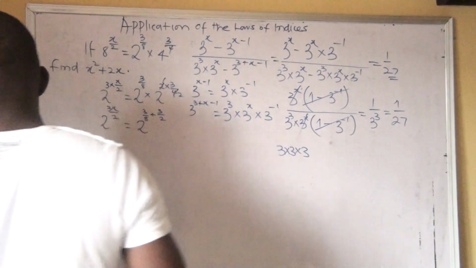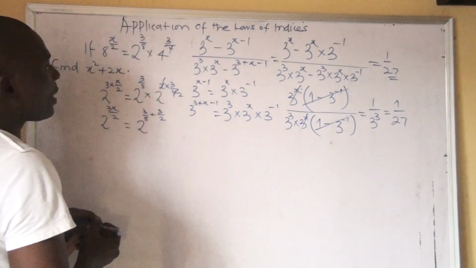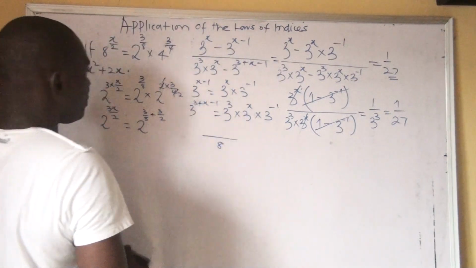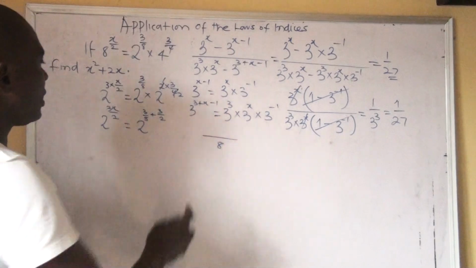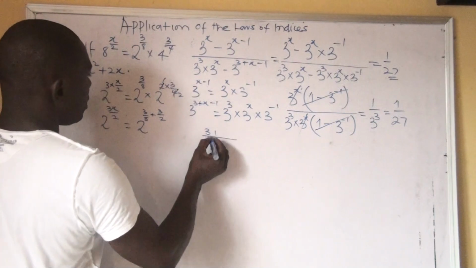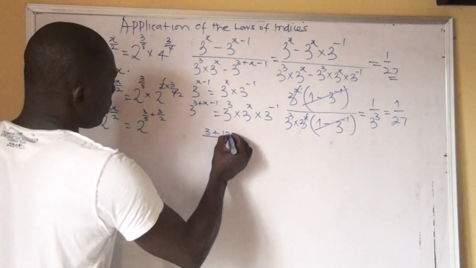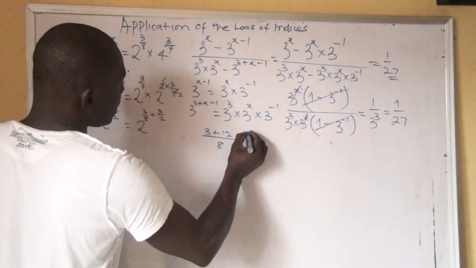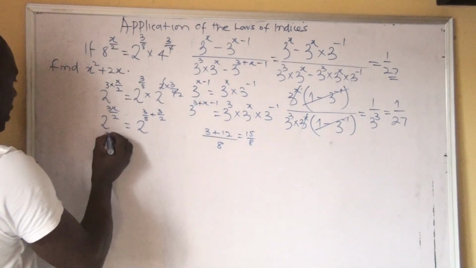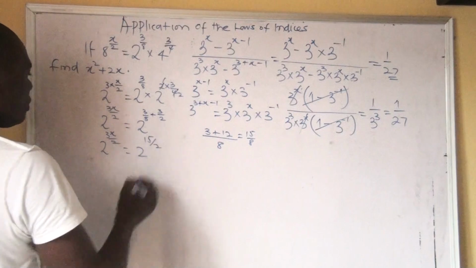So quickly, let's look at this fraction here. This is a fraction. Let's do the operation on this fraction. The LCM of this fraction is 8. 8 divided by 8 is 1. 1 times 3 will give us 3. 8 divided by 2 is 4. 4 times 3 will give us 12. So here we have 15 over 8. So 2 raised to the power 3x over 2 is equal to 2 raised to the power 15 over 8.